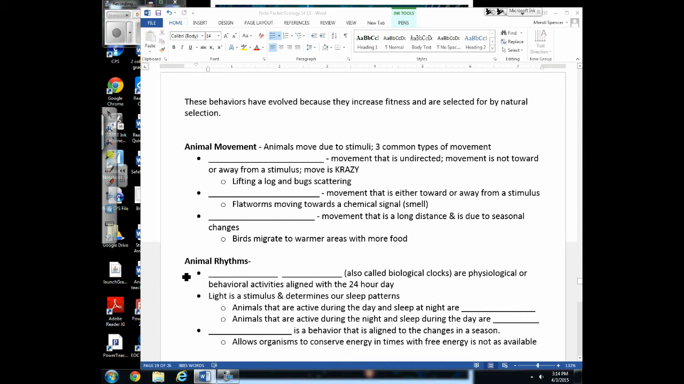Now we're just going to look at animal movement. We are probably going to do a lab. We're going to look at different types of animal movement. Mostly we're going to focus on kinesis versus taxis.